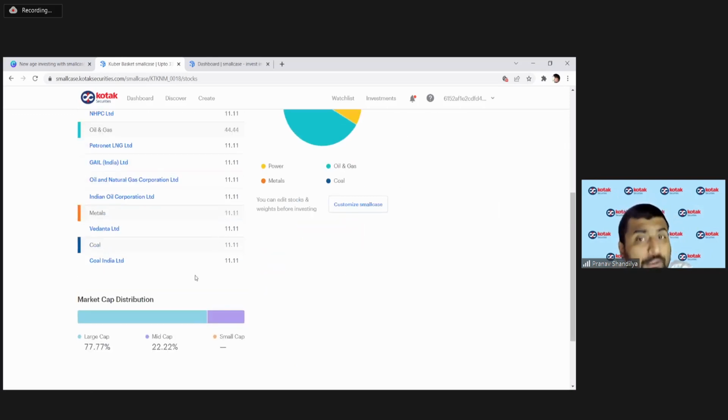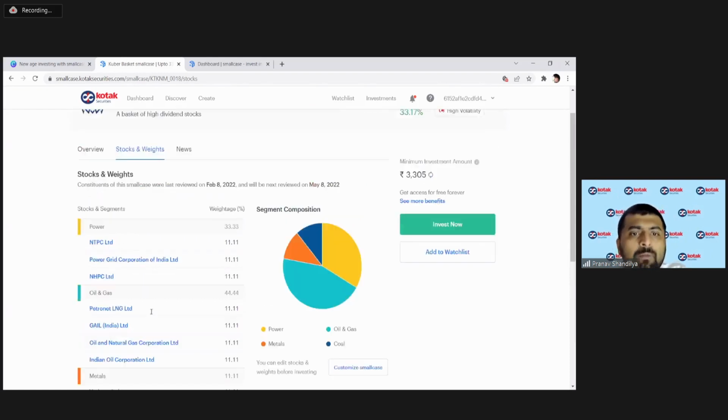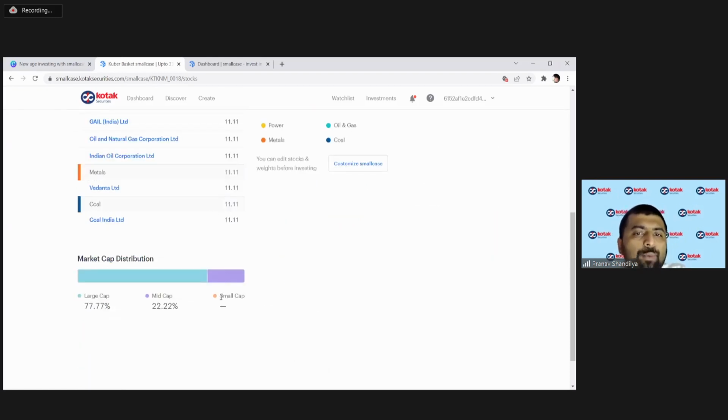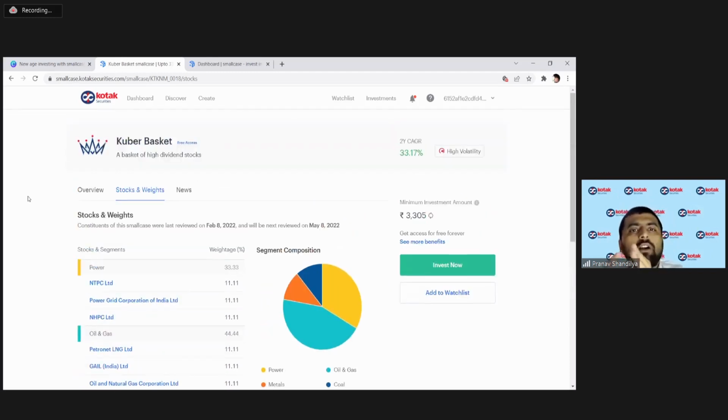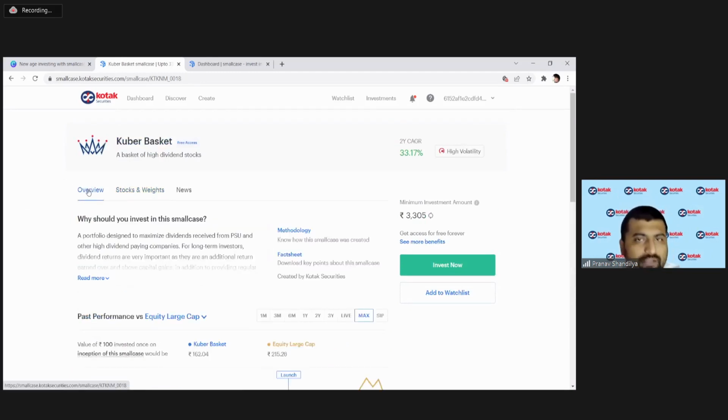And if you scroll down, you will be able to see the market cap distribution also. For example, large cap has about 77% weightage in this portfolio, and small cap has about just 22% weightage. Sorry, mid cap has 22% weightage, and small cap has literally no weightage. It has zero weightage in this particular basket. None of these stocks are small cap stocks. So that is what we are able to see on the screen. I hope things are becoming clearer to the investors who have come today to attend the session.